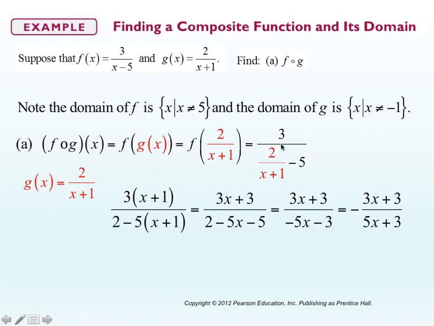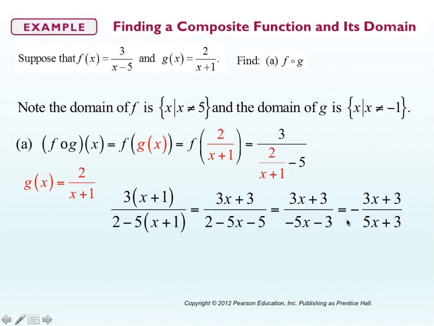So if we multiply the numerator by x plus 1, we just have 3 times the quantity x plus 1. If we multiply the denominator by x plus 1, with this 2, with this fraction right here, it's just going to cancel. So you're just going to be left with 2 right here. And then we have minus 5 times x plus 1. And then we go ahead and distribute, so we should have 3x plus 3 over 2 minus 5x minus 5. And then we combine like terms, so it's 3x plus 3 over negative 5x minus 3.